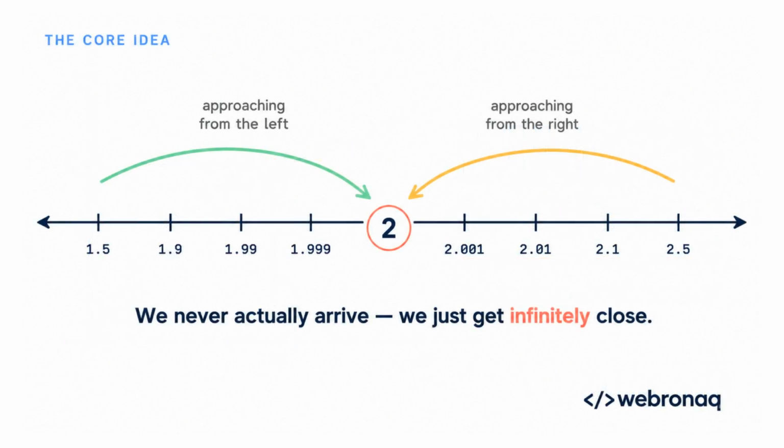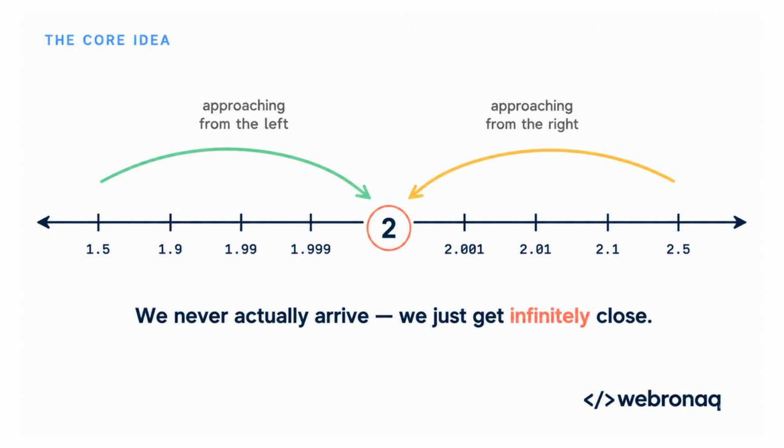Alright, let me show you what I mean by getting closer and closer. Imagine you're walking toward a specific point on a number line. Let's say the number 2. You start at 1.5, then you step to 1.9, then 1.99, then 1.999, and you keep going. Every step, you cut the distance in half. You're getting incredibly close to 2, but technically, you never actually land on it. Now do the same thing from the other side. Start at 2.5, then 2.1, then 2.01, then 2.001. Again, you're sneaking up on 2 from the right. So from both sides, you're closing in on the same number.